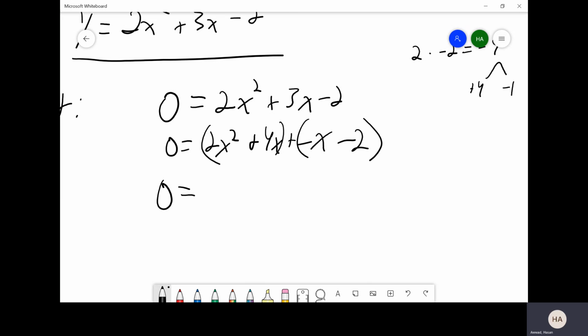I'll put the plus sign in between. So we have 2x squared plus 4x. What is the largest piece that I can take out of that? Well, that's going to be a 2 and also an x, right? So now we just have an x left over plus 2 over here.